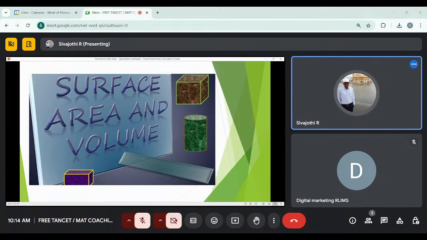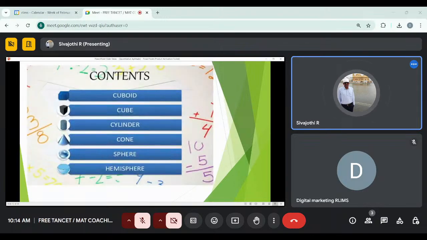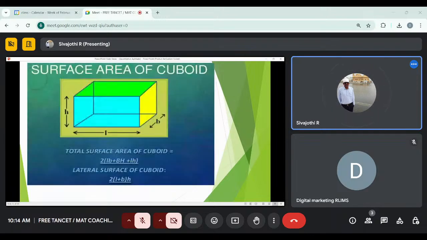Surface area and volume. So we have cuboid, cube, cylinder, cone, sphere, and hemisphere. Okay, so the surface area of a cuboid, the formula is 2 into (LB plus BH plus LH).